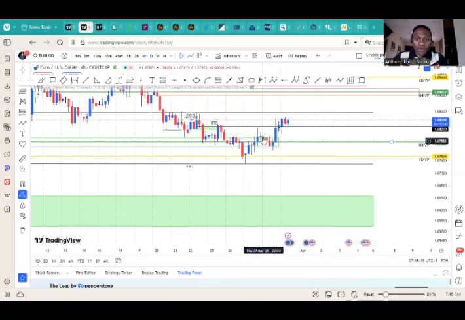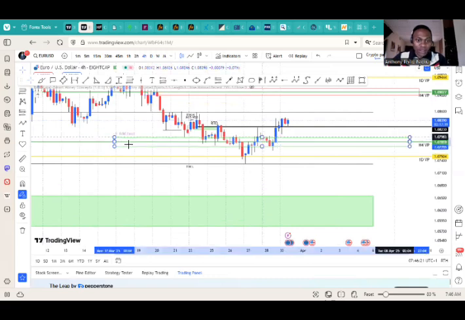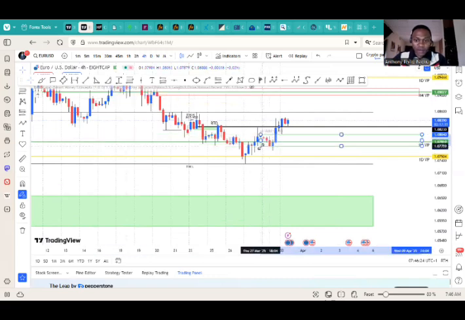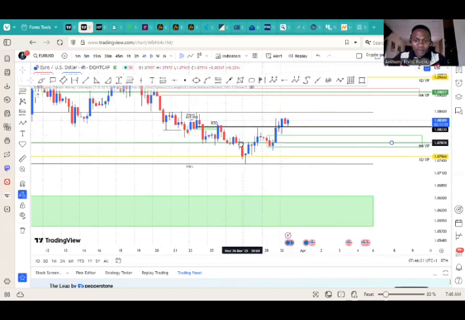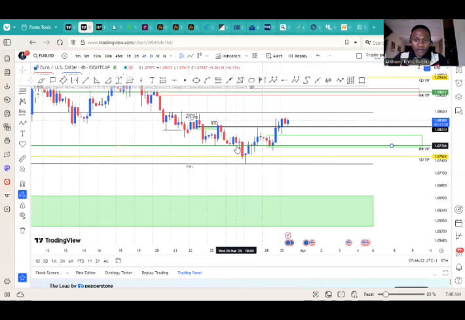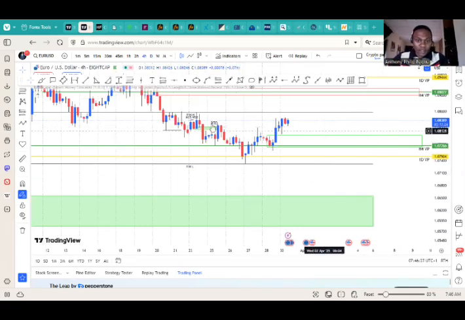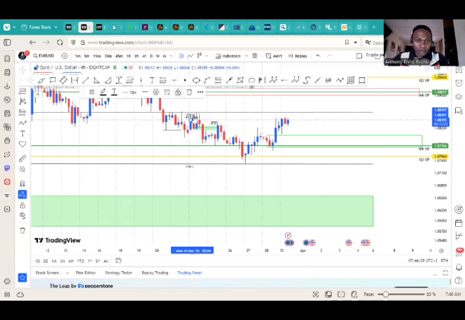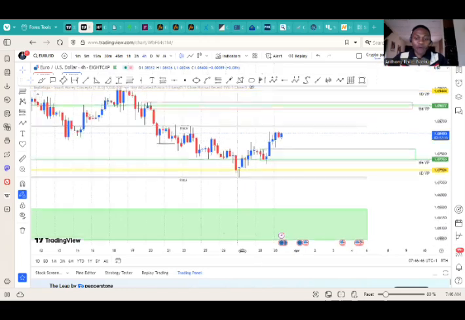So this is the 4 hours current demand zone I spot. This last red candle over here is the 4 hours demand zone. Yeah, this last red candle over here. Then I already spotted the previous week high and previous week low. Then we also spotted the 4 hours supply. We have the 4 hours supply zone already.